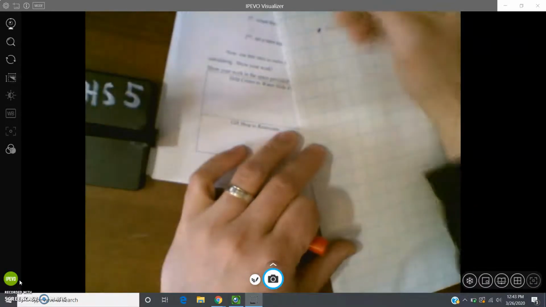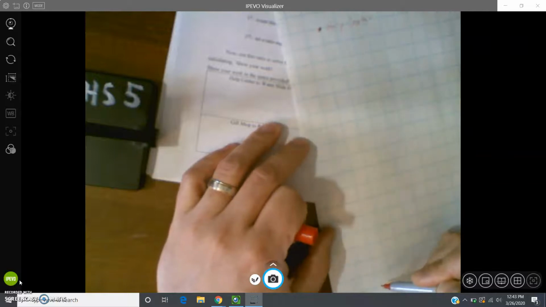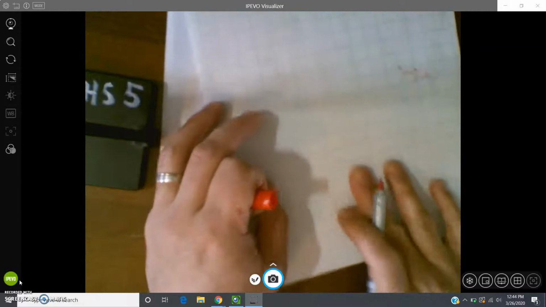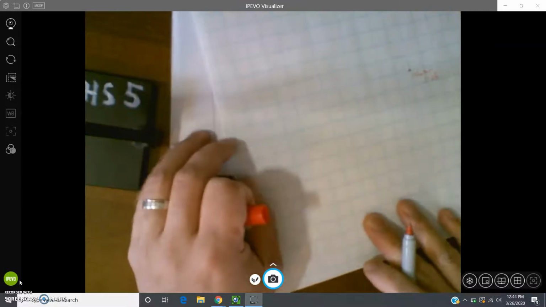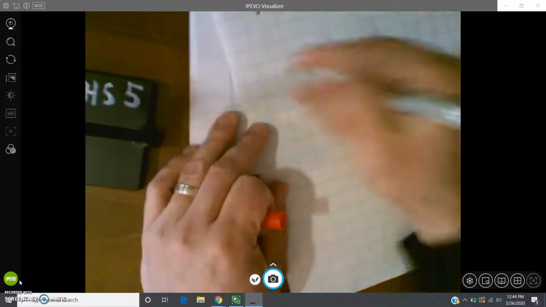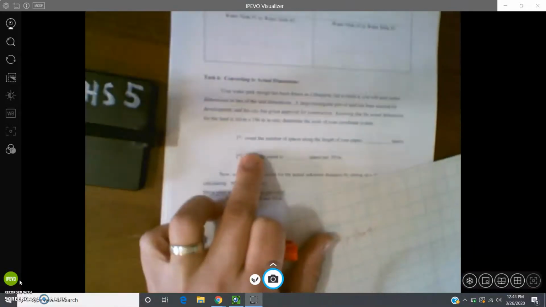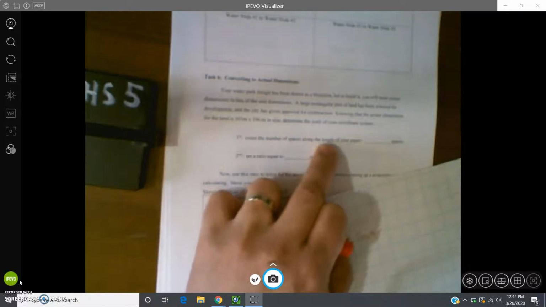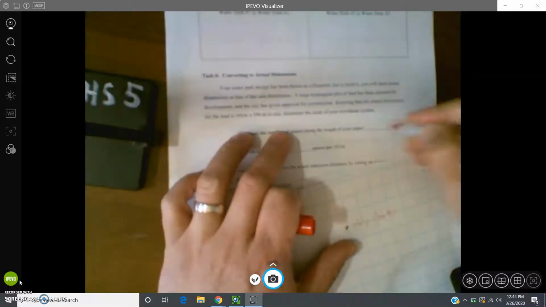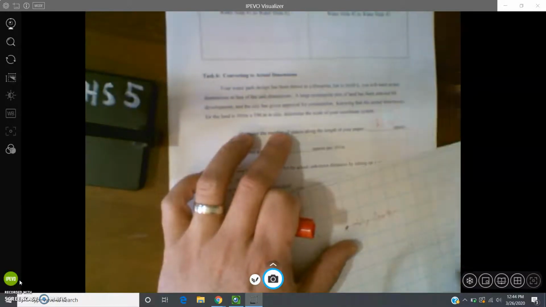All right. So my distance along my length is 21. If you have not little kid graph paper like I have for Henry, but actual graph paper, your number is probably going to be quite a bit larger. But this one's 21. And then if I go back to the worksheet, count the number of spaces along the length of your paper. So for mine, it's 21.